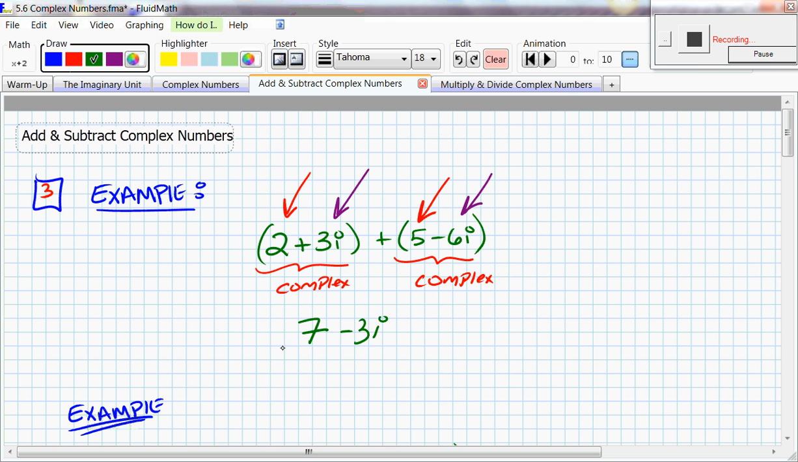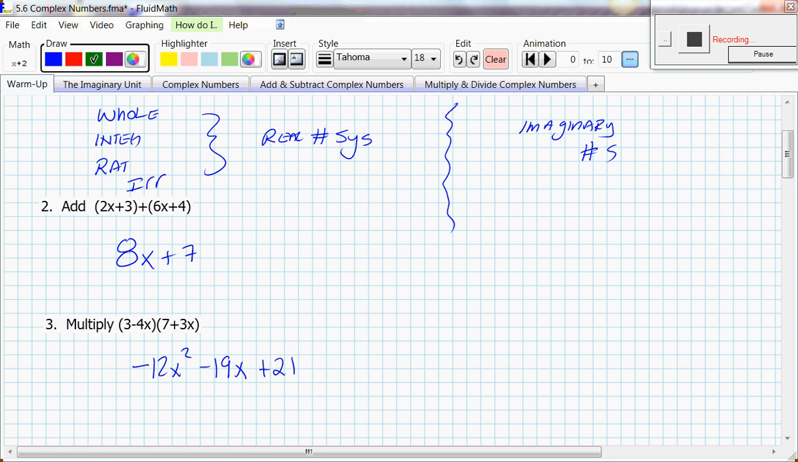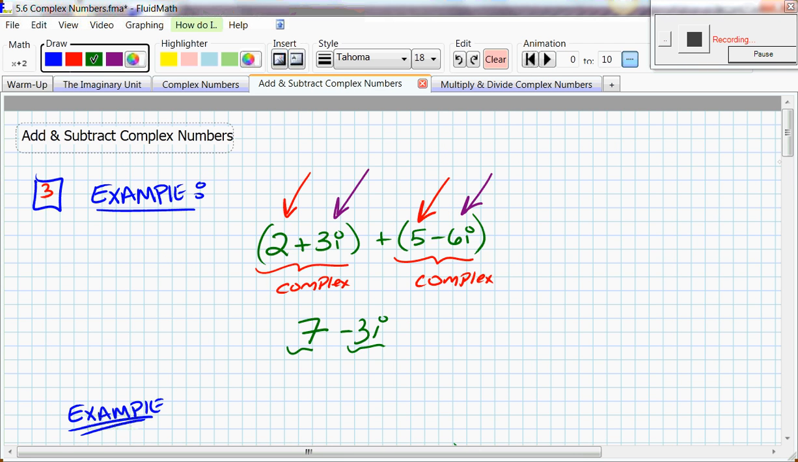And notice we get a real part, which is the front part, and an imaginary part in the back. Together they make a complex number. Pretty straightforward, right? Just like we did in the warm-up, when you add like terms, you can kind of think of it as a variable, right?